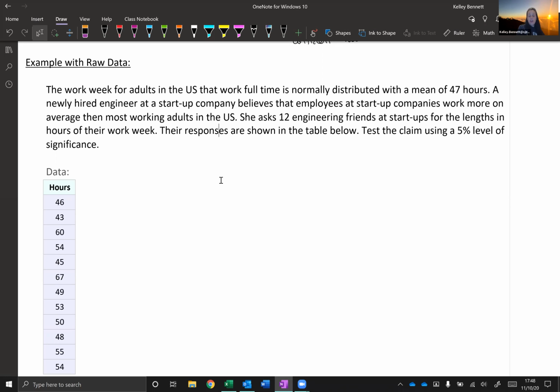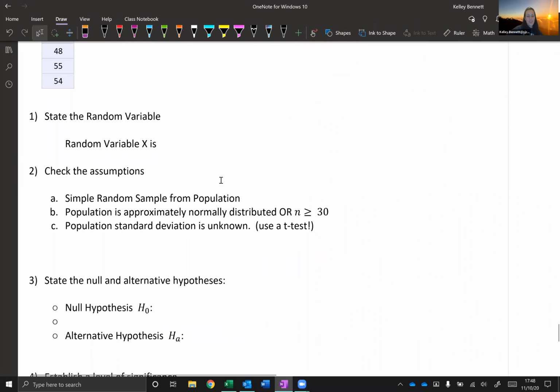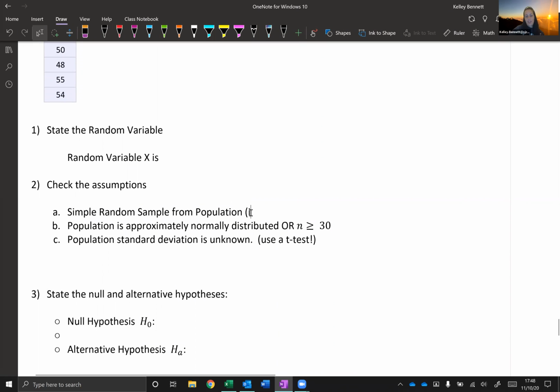Okay, first of all, I can already see a huge problem with this. She's asking her friends. Does that feel like a simple random sample to you? I don't think so. I think this problem is whack. But we're still gonna do it just so we can practice. So I'm gonna make a note. We're gonna ignore this requirement. We're just gonna ignore the simple random thing really quick.